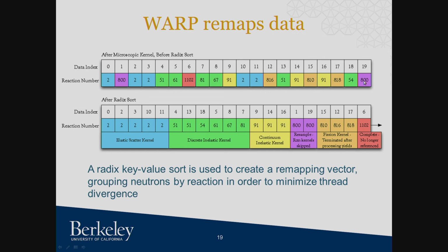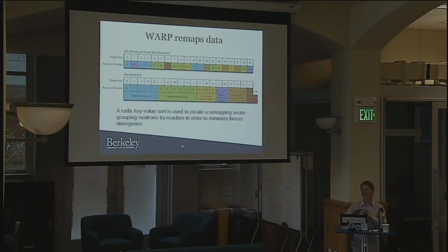Purple means I crossed a boundary, figure out what happens next. Orange means I had a fission, put me in the fission bank, and red means I died somehow. So at the end of whatever interaction our particle has, a whole bunch of different stuff happens, and the data's all over the place.